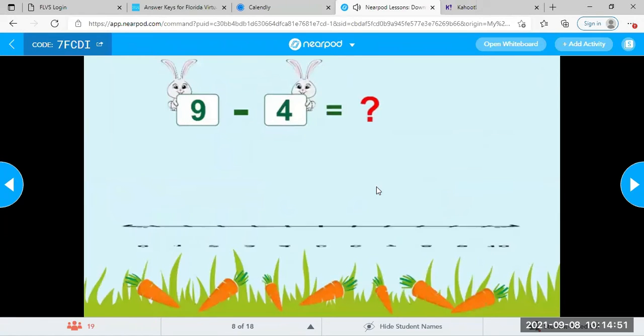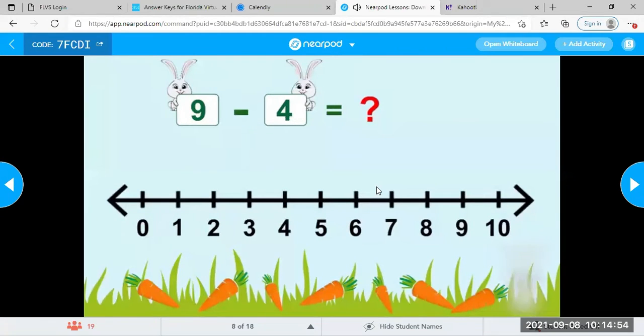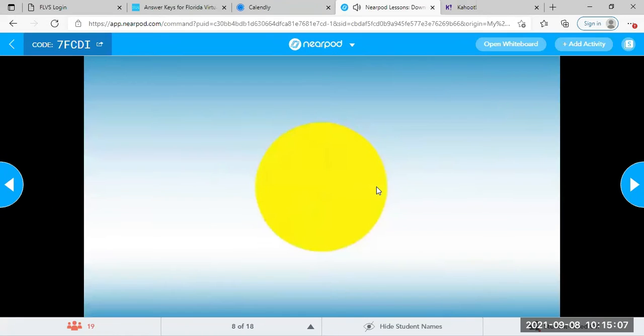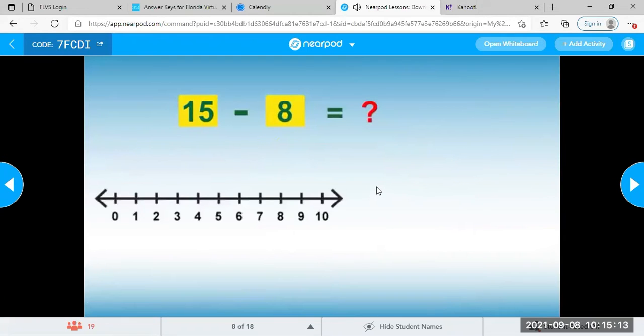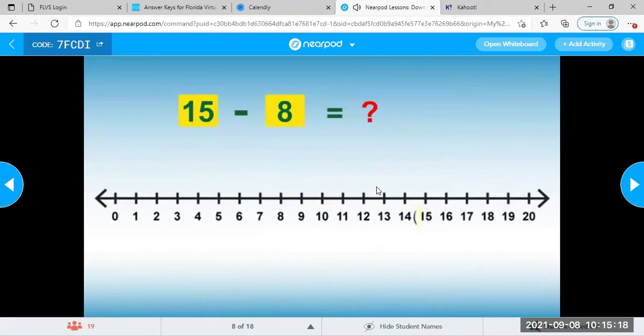Let's move on to our next problem. 9 minus 4. We'll bring our number line. We have Mr. Snowball on the number 9. He needs to hop backward 4 times. 1, 2, 3, and 4. Mr. Snowball has landed on the number 5, and that is our answer. Now let's find the difference between 15 and 8. Here is our number line. It doesn't have the number 15. Let's extend our number line to 20. Now we'll start with 15 and draw 8 hops backward. 1, 2, 3, 4, 5, 6, 7, and 8.